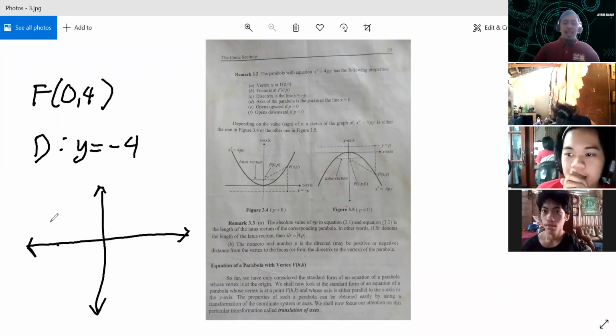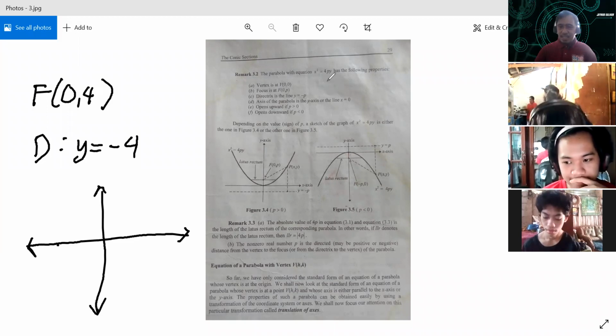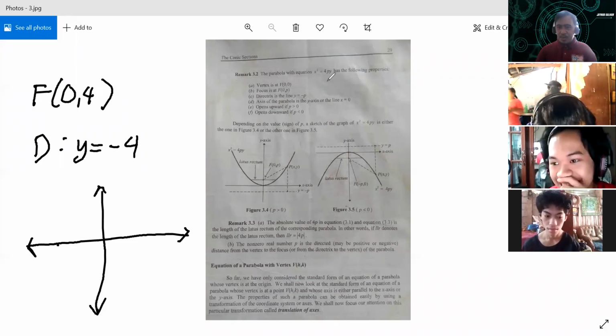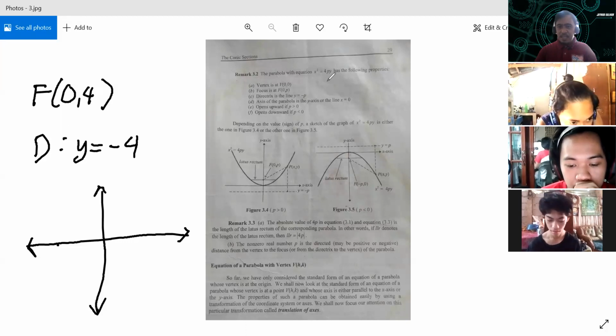Let's try annotating. Who can sketch where the point 0, 4 is? Can you annotate? I will allow you to annotate. I think you can annotate. Can you try to annotate? Okay, I will call on someone to sketch the focus.